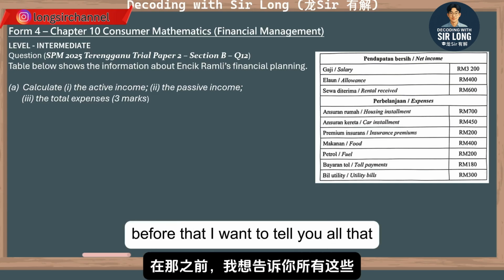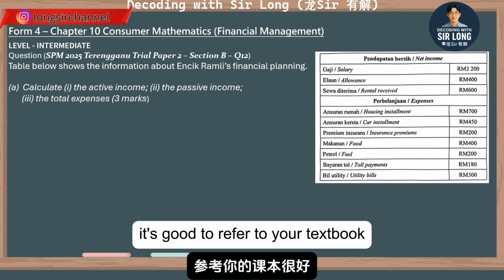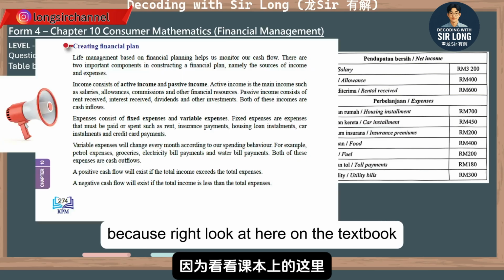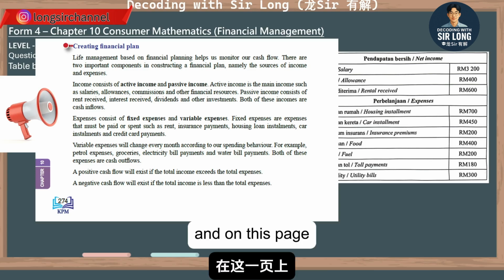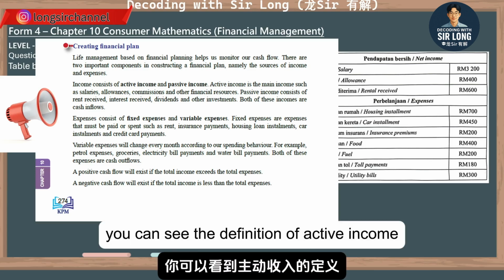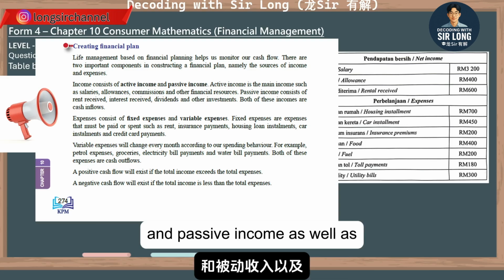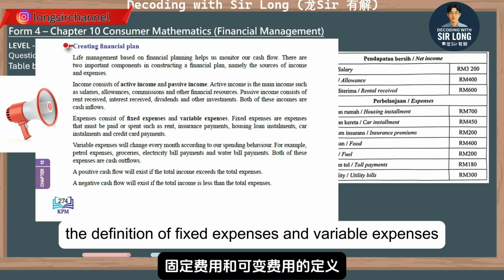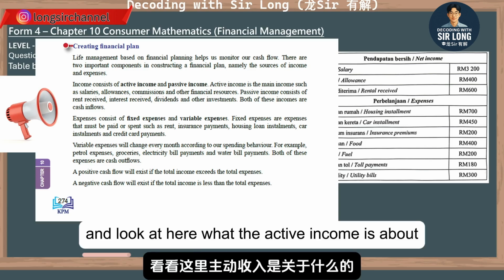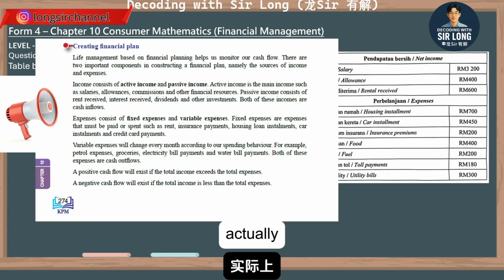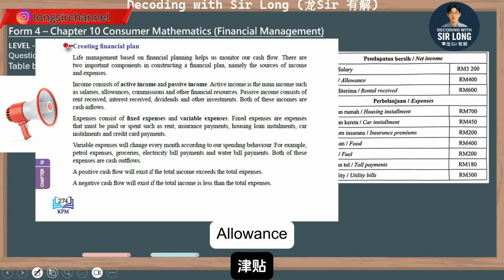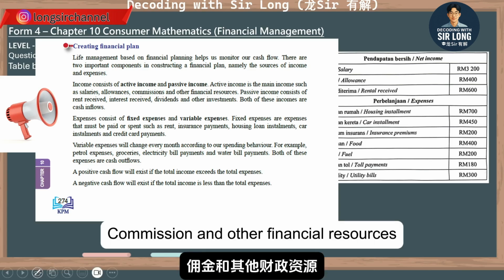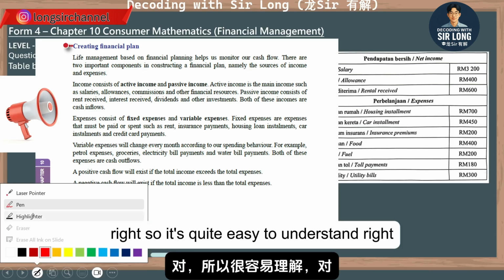Before that, I want to tell you that it's good to refer to your textbook. Look at page 274, which I read through before this section. On this page, you can see the definition of active income and passive income, as well as the definition of fixed expenses and variable expenses. Active income is the main income such as salary, allowance, commission, and other financial resources. So it's quite easy to understand, right?